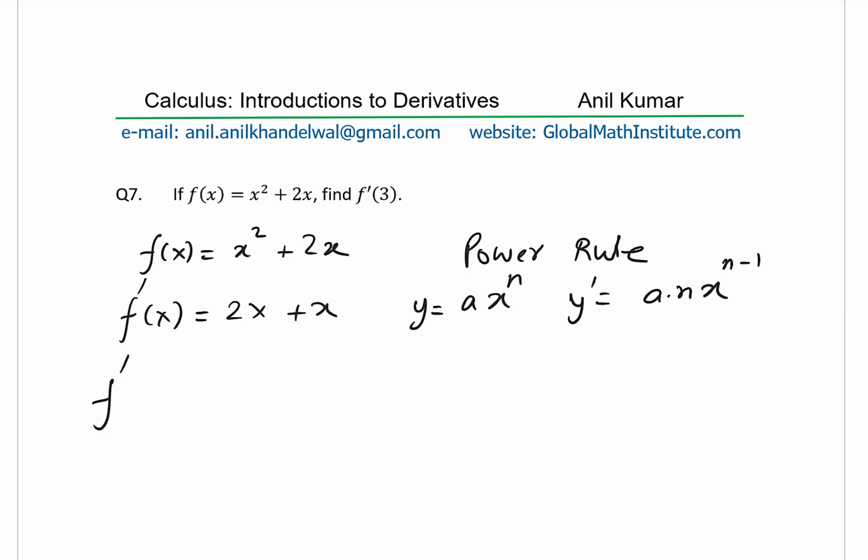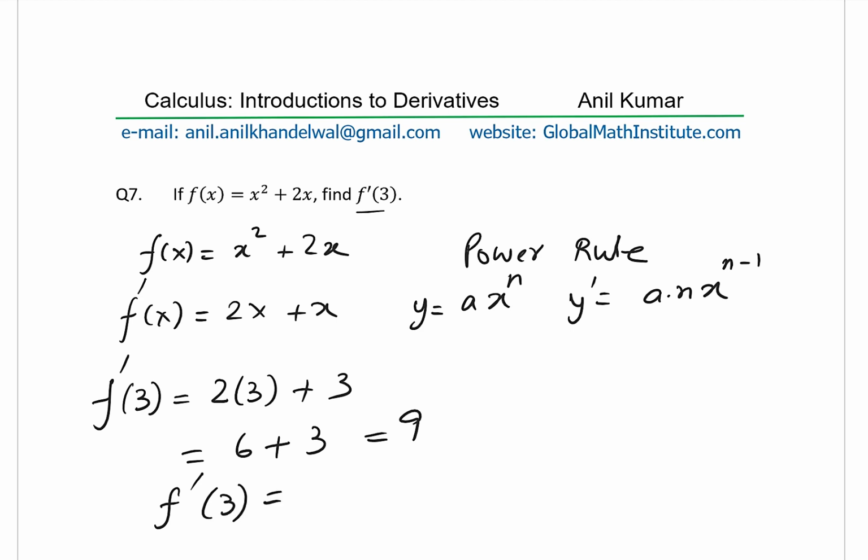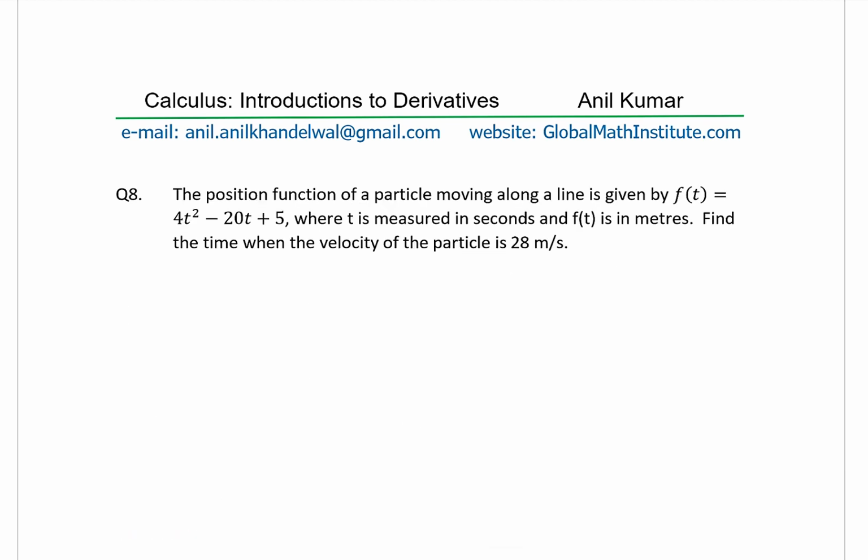So that is what we've done. Now to find the value at 3, we'll just substitute 3 for x. So we get 2 times 3 plus 3, which is 6 plus 3, which is equal to 9. So we know that the derivative at 3 is 9. Is that clear? So that becomes our answer for the given question. Let's move on and take the next question.